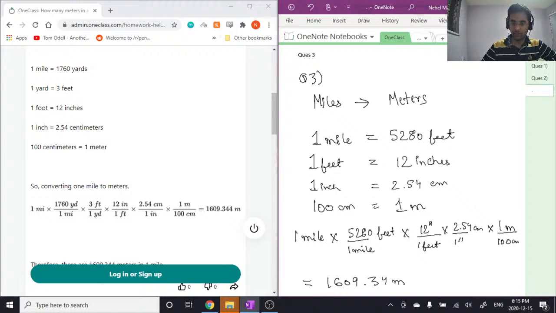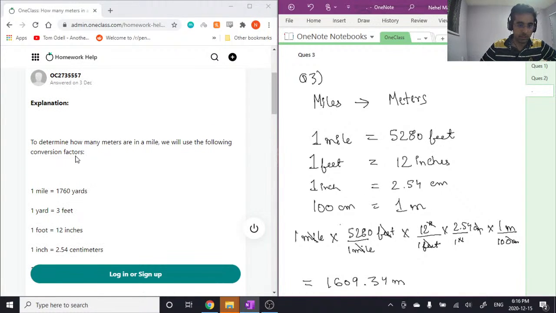That way, you can visualize it better, and in your mind, you can see that this mile is getting cancelled with this mile, this feet with this feet, inches with inches, and then centimeters with centimeters here. So at the end, you're left with just the units of meters, and once you multiply all the numerical values, you're left with one unit, that's your final unit and the final answer as well.